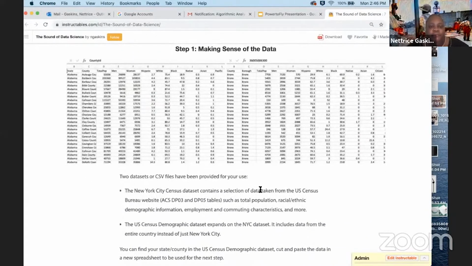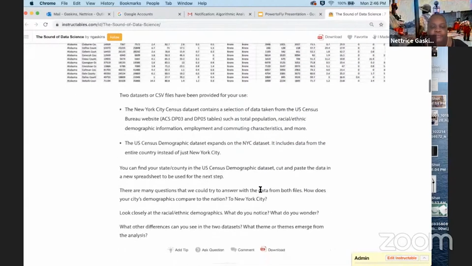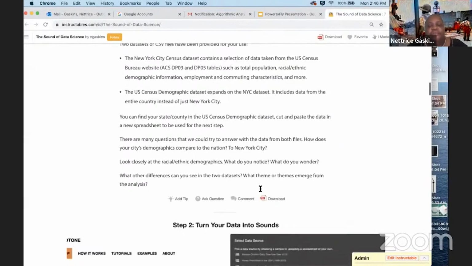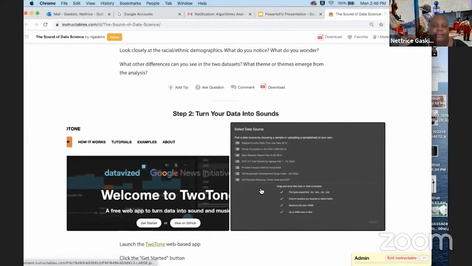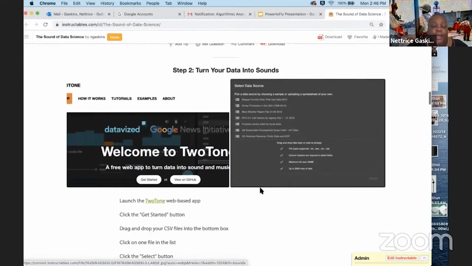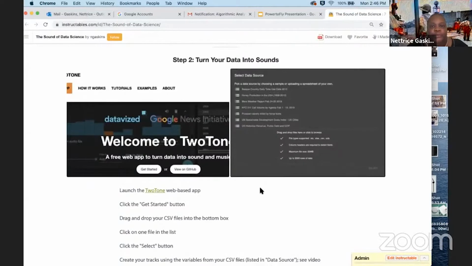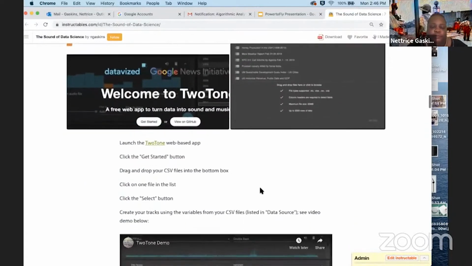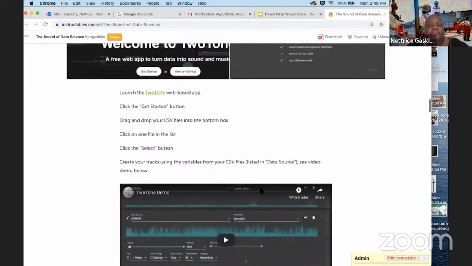And then they're looking at, in this case, the New York City Census data set and the US Census data, demographic data set for the country as well as for New York City, and doing some comparisons and asking questions. The next step would be turning the data into sounds, and that's the part of the data analysis that I've been playing around with for a while, using open source or free programs for students and for teachers to be able to create.